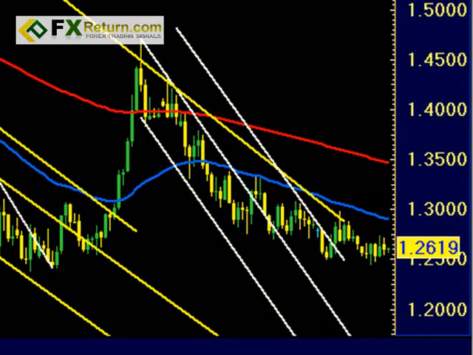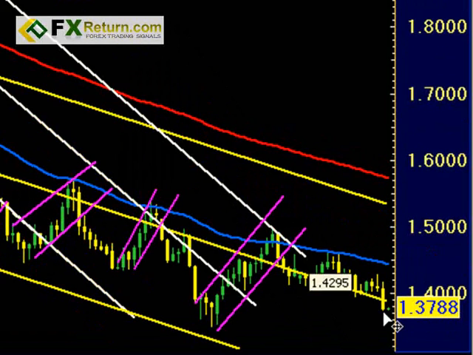The MACD, not a lot of momentum building to the downside right now. It's sort of flat, but the indicators are still negative, 26.19 for the euro. Not a lot of action there. Let's look at the pound.